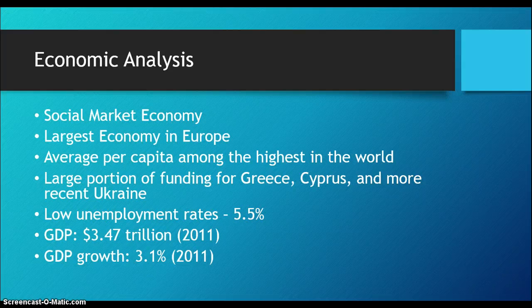It is the largest economy in Europe and the 4th largest economy in the world, behind the US, China, and Japan. Germany's average per capita income is among the highest in the world, and it has provided the primary funding for Greece, Cyprus, and the more recent Ukraine. Their unemployment rate remains low at 5.5%. In 2011, the GDP was 3.47 trillion US dollars, with a real GDP growth of 3.1%.